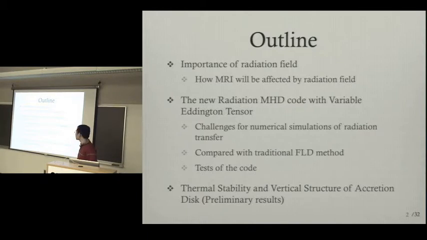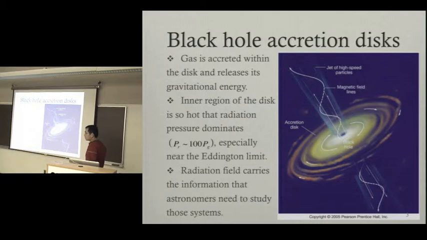So the big picture of the problem here is that if you want to study the center of the galaxy, the black hole, when the gas is accreted toward the black hole, it will release gravitational energy and heat the gas. And in the inner region of the black hole, when the accretion rate is close to the Eddington limit, the gas can be so hot that the radiation pressure can be much larger than the gas pressure. So it can be in the regime where the radiation pressure is dominant.